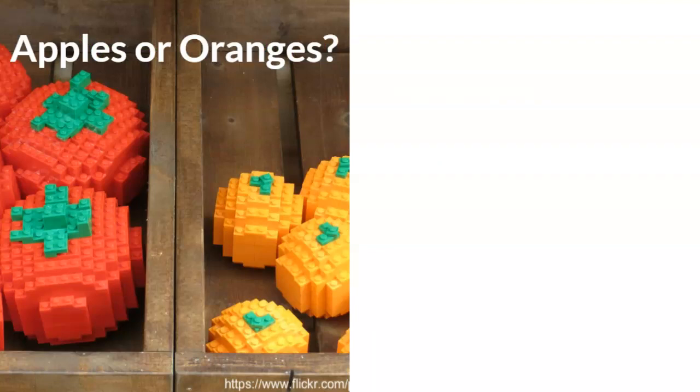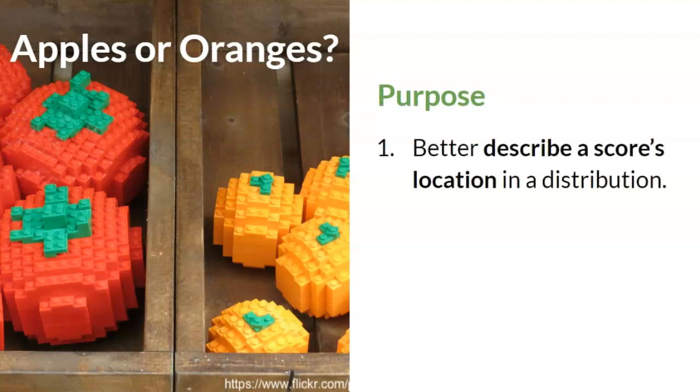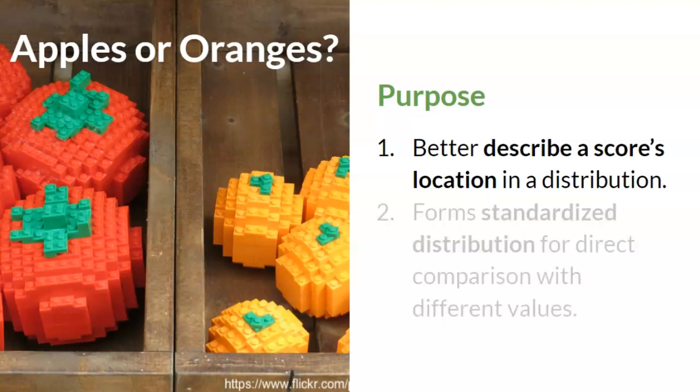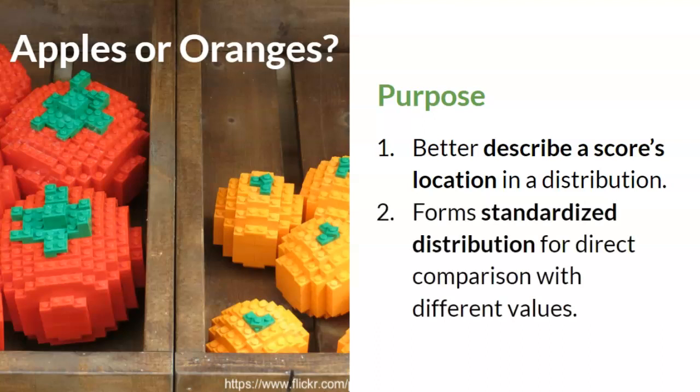When comparing two different sets of scores, we need a value that puts the scores on the same level. The purpose of z-scores is to do just that. Z-scores better describe a score's location in a distribution without needing to know about the mean and the standard deviation. In other words, z-scores form a standardized distribution for direct comparison with different values.